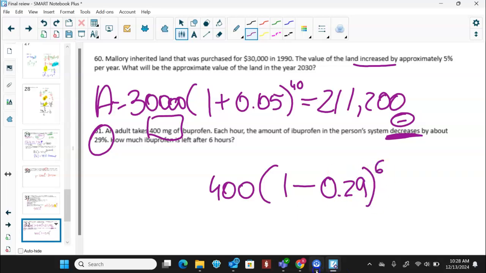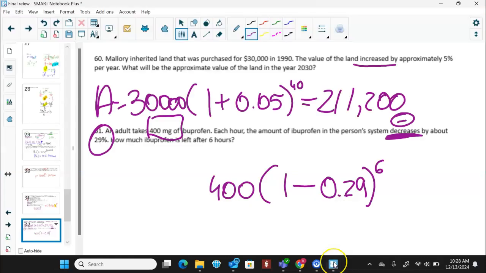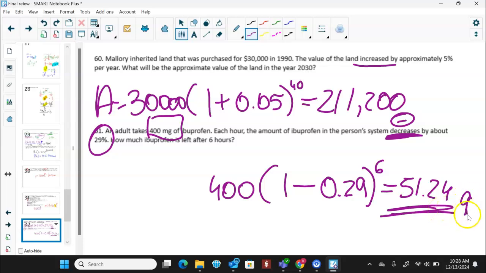So once again, we'll go in here and we'll have 400 times (1 minus 0.29), raised to 6 hours. That gives 51.24. So we started with 400. After 6 hours with this percentage of decrease, they will only have 51 grams of ibuprofen left.